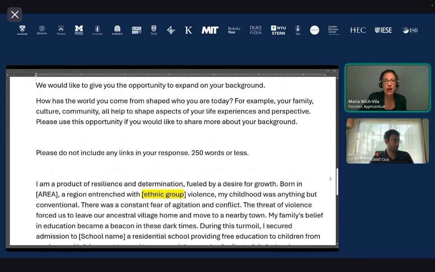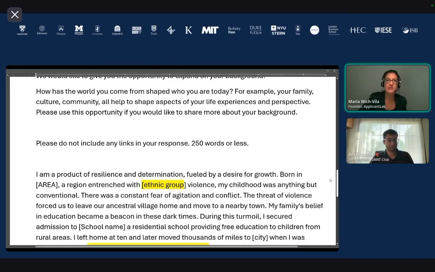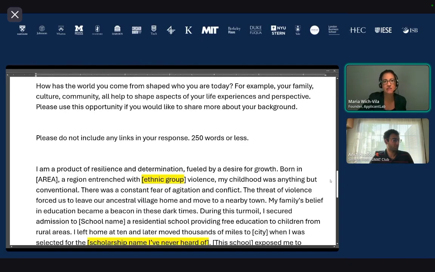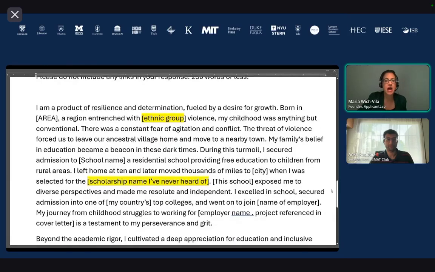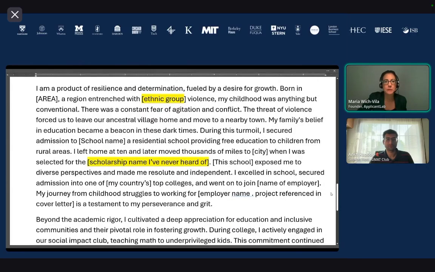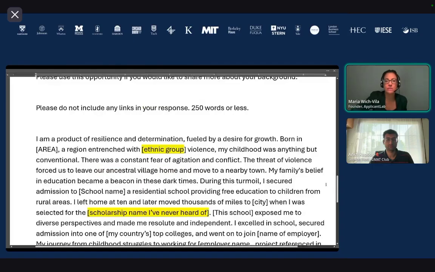So moving on to the next one. How has the world you come from shaped who you are today? Your family, culture, community have shaped aspects of your experience and background. Okay.